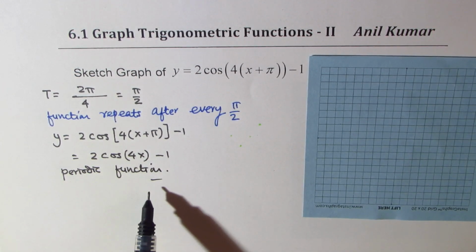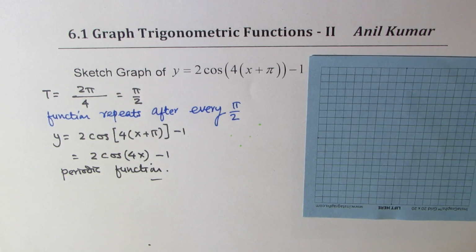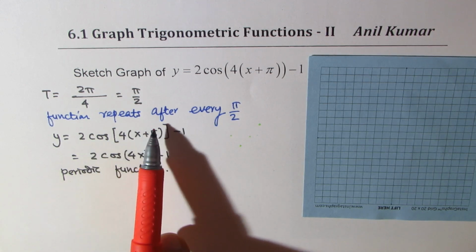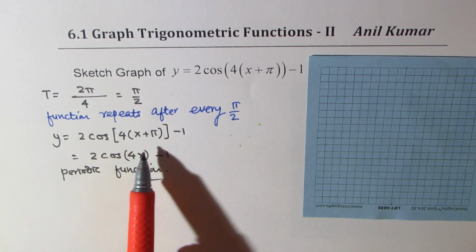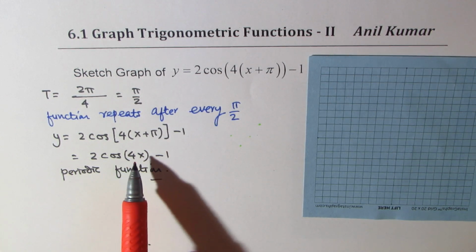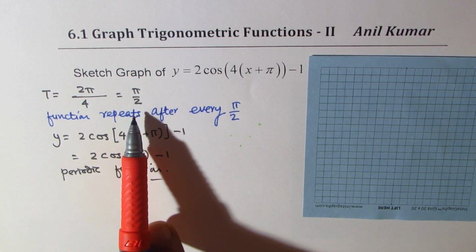So I hope that is a very important realization, correct? So again, what I will do here is, we know that the function repeats after every pi by 2. So there is practically no phase shift. So we're looking for a function whose period is pi by 2, right?